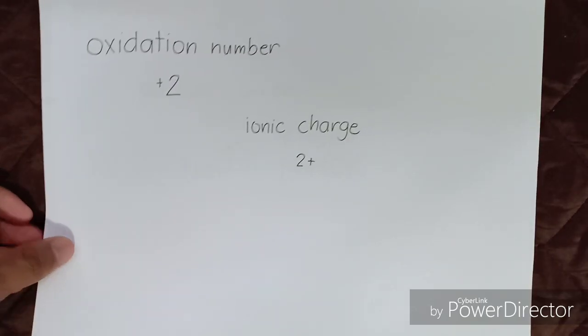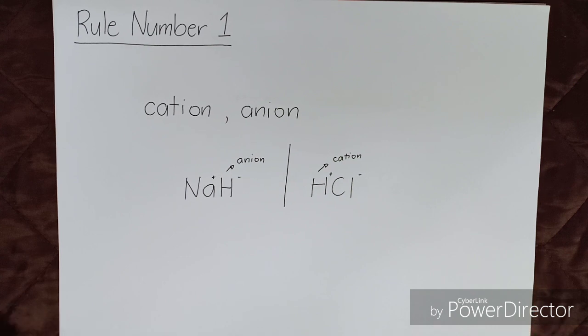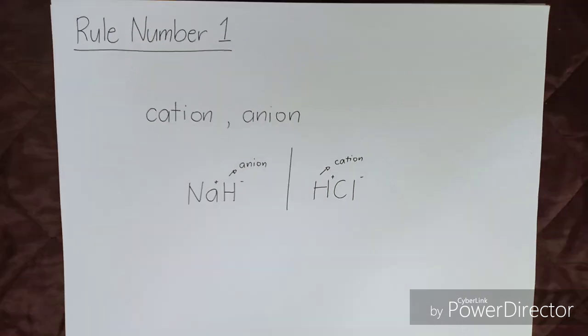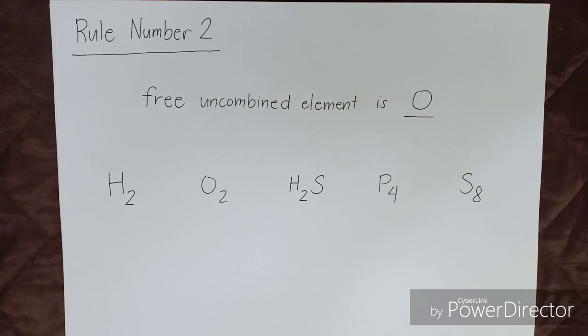Let's start off with rule number 1. This rule states that in a formula, the cation is written first and then followed by the anion. In this example, the sodium is the cation and the hydrogen is the anion. Next, we have rule number 2. The oxidation state of the atoms in any free uncombined element is 0. This includes polyatomic elements such as dihydrogen, dioxygen, phosphorus, and octasulfur.